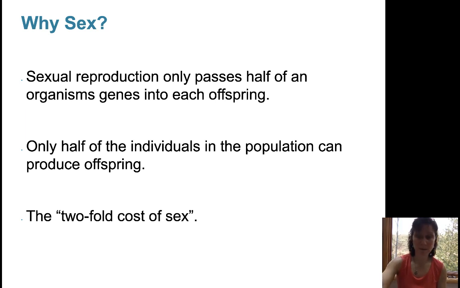So why do it? What's the benefit? Well, we're going to talk about that, and you've probably already covered a little bit of that in genetics, and it clearly has a genetic component to it.